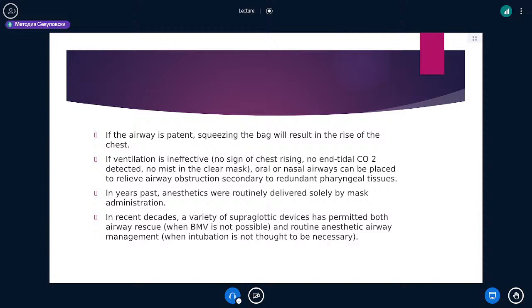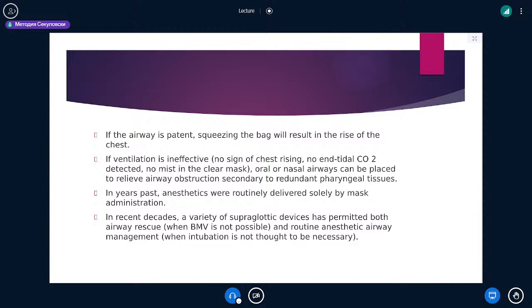If the airway is patent, squeezing the bag will result in rise of the chest. If ventilation is ineffective, with no sign of chest rising, no end tidal carbon dioxide detected, and no mist in the clear mask, oral or nasal airways can be placed to relieve airway obstruction secondary to redundant pharyngeal tissue.